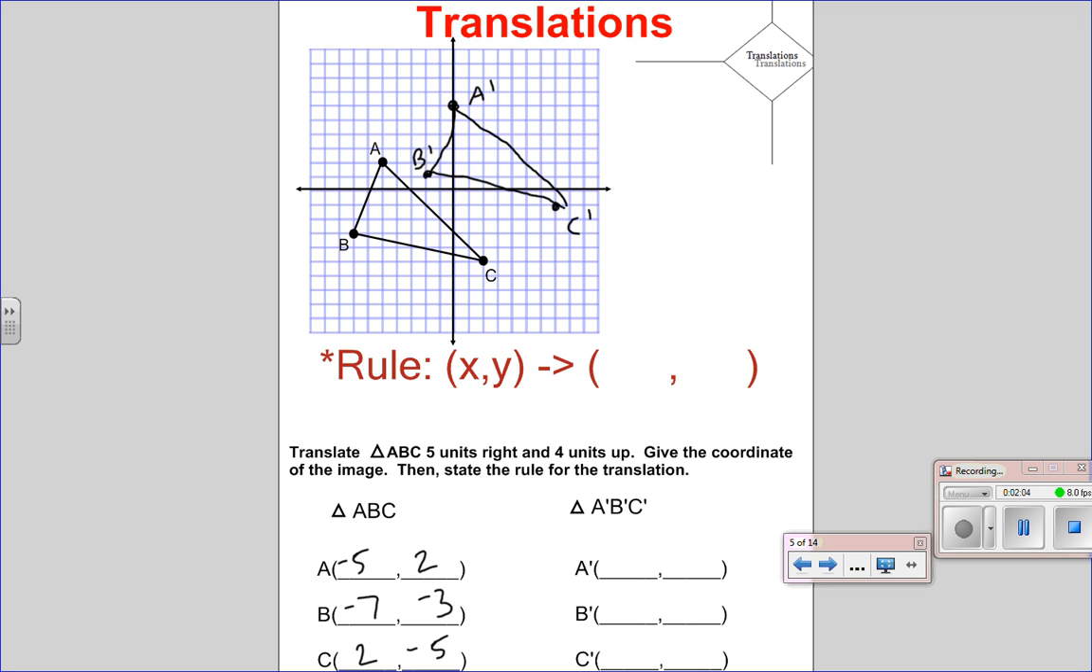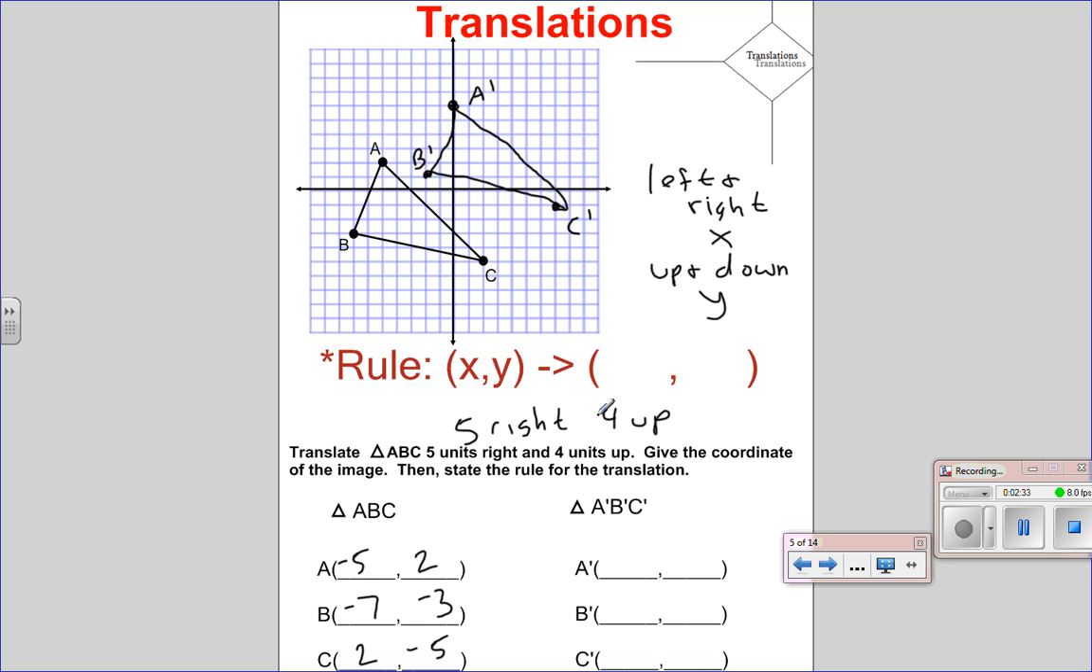But of course, we don't want to just sit there. Sorry, it's supposed to be congruent. I didn't get my line straight. We actually want to come up with a way to write the rule for any given translation. So you think 5 right and 4 up. Well, when you're talking left and right on the axis, that's x. So left and right refers to x. Up and down refers to y.